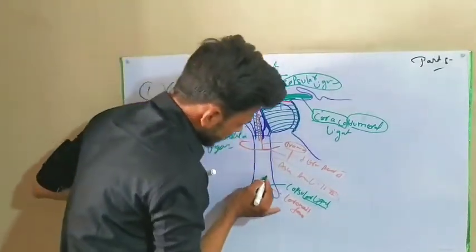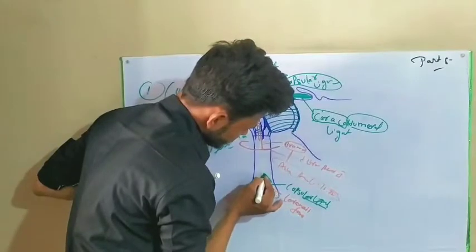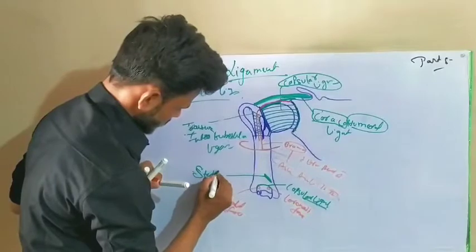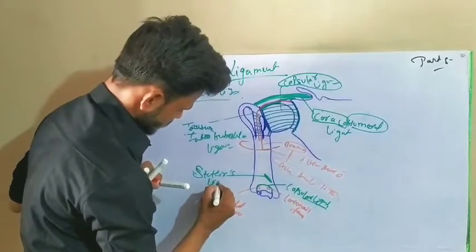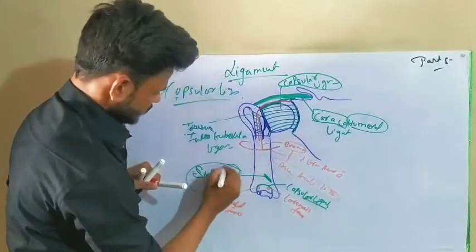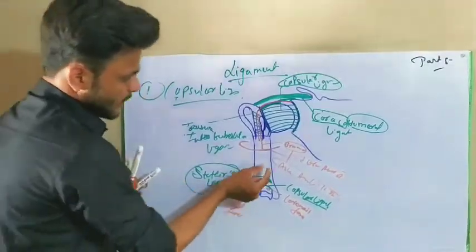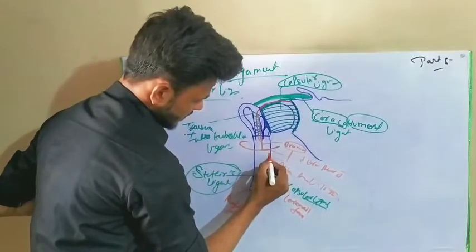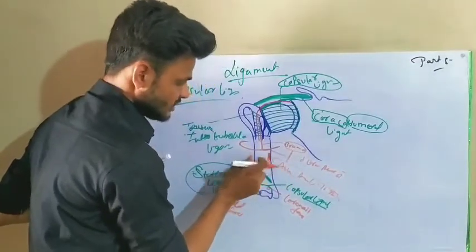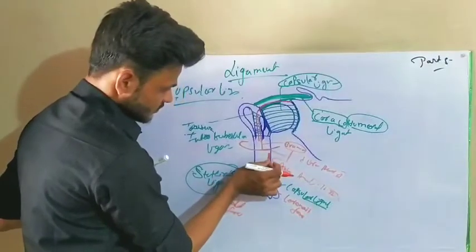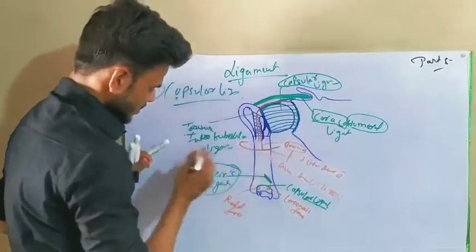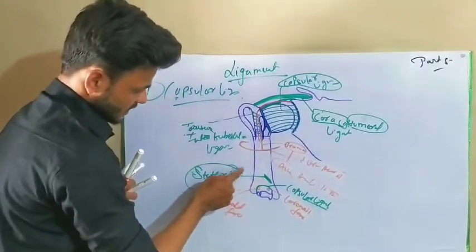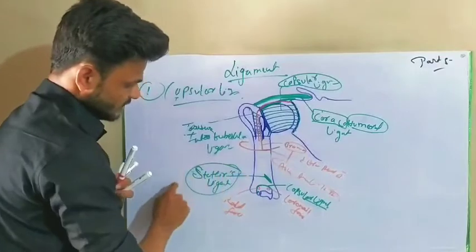And one ligament is also present sometimes. This ligament is called Struthers' ligament. What is Struthers' ligament? It is nothing but a third head, the third head of the coracobrachialis muscle, which is called Struthers' ligament.